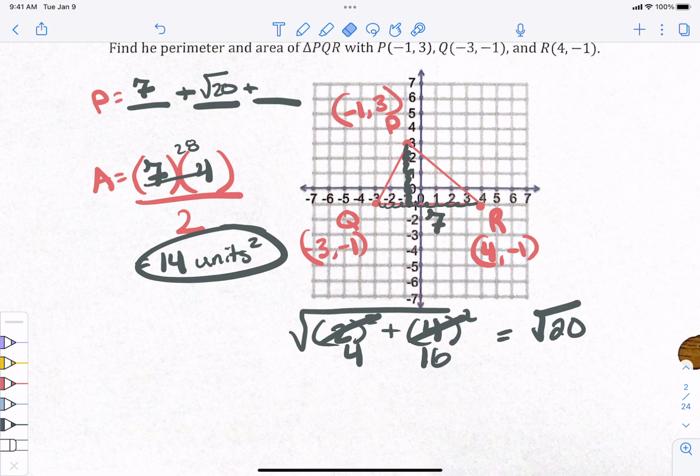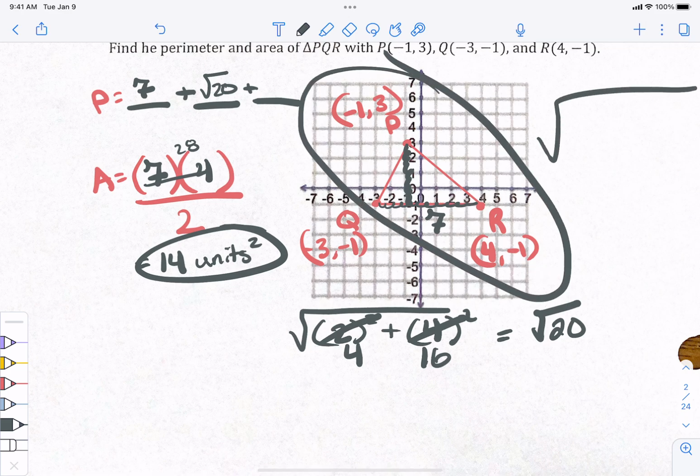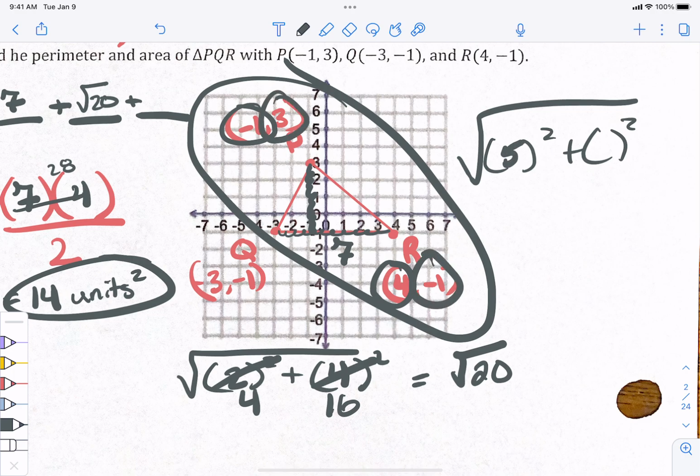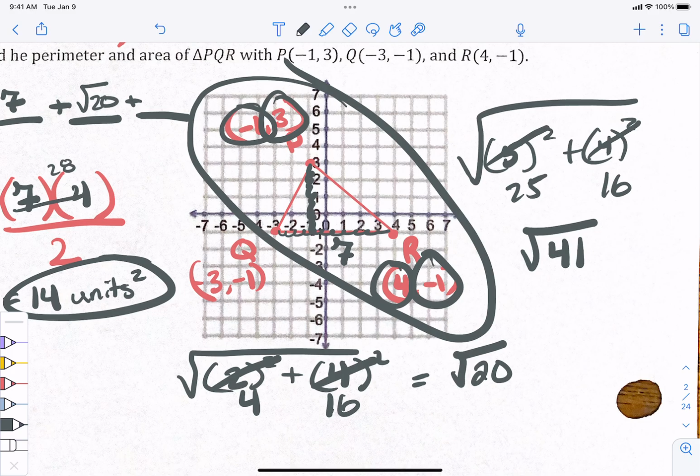Okay, now we're going to do the other side, the third side, and that is these two together. Okay, square root, this plus this. All right, negative 1 to 4 is 5. 3 to negative 1 is 4. So this is 25 and 16, and that is the square root of, we're almost done. The square root of 41.